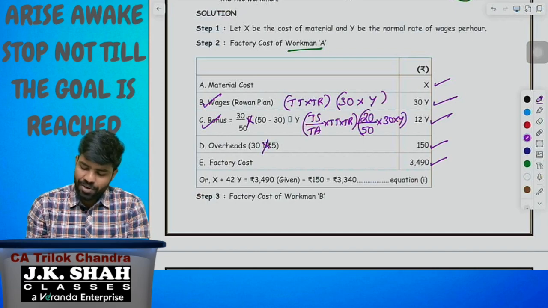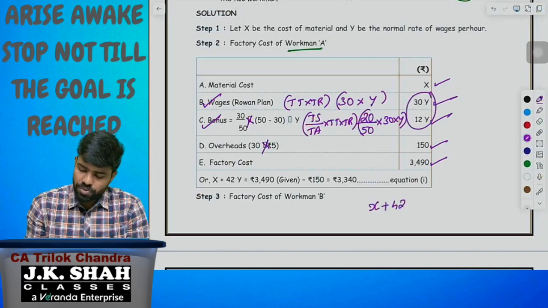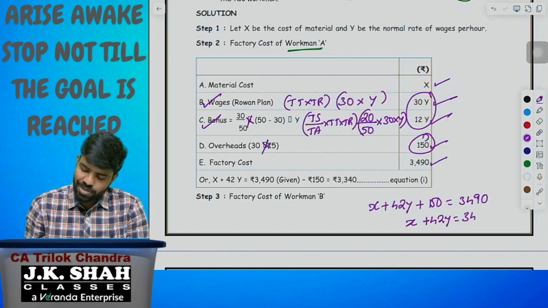Now the total is x plus the sum of these two, 42y, plus overheads of 150, which should be equal to 3,490. If you rearrange this, reducing 150, x plus 42y equals 3,440. This is called equation 1.